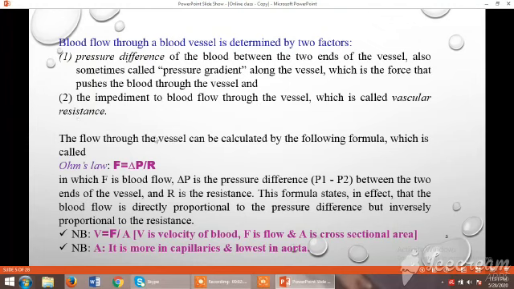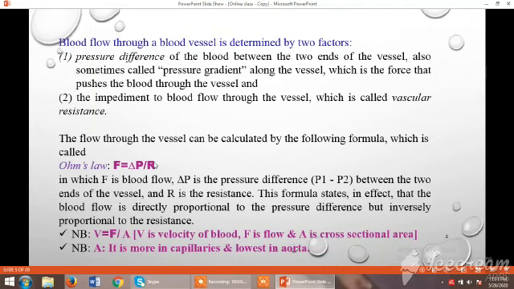So we have two things, the pressure difference and the vascular resistance. With these two, the flow through the vessel can be calculated by the formula which you already know from intermediate level, Ohm's law, that is F equals delta P divided by R. Here F is the flow of blood, delta P is the pressure difference between the two ends of the vessel, and R is the resistance. Using this formula we can say blood flow is directly proportional to the pressure difference and inversely proportional to the resistance.